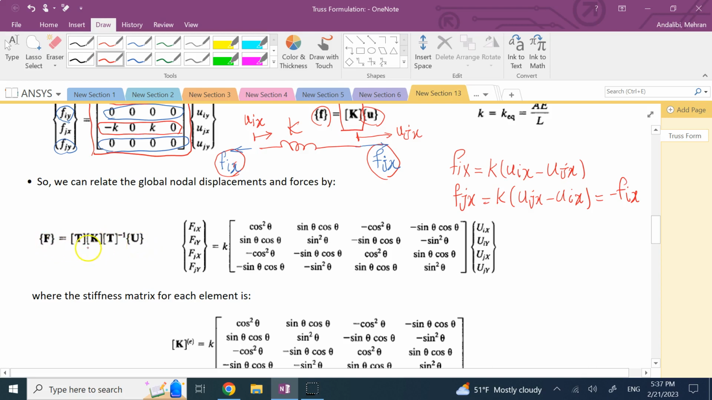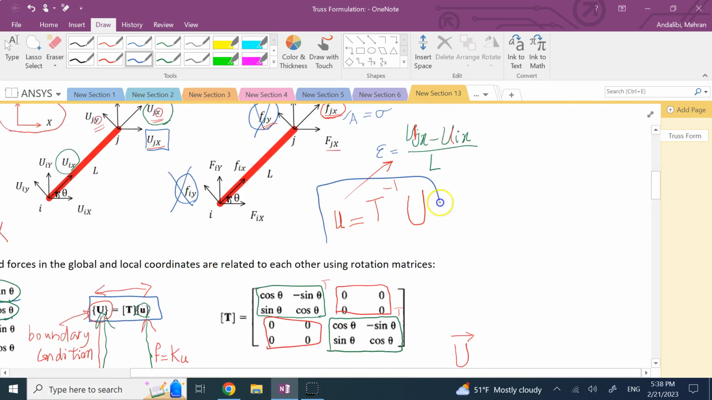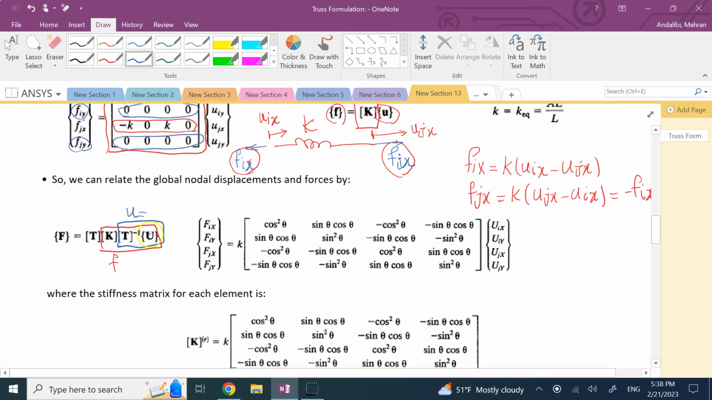Because capital F is T times what? T times small f. So this guy should be small f. Now, is it really small f? Yes. Why? Because it's k times small u, and I just showed you that the small u is what? I just wrote it for you somewhere here. That small u is T inverse times capital U. That's exactly what I have here. This is a small u, right? T inverse times capital U, times k gives you f, and then T times f gives you capital F, right? So that's what you see here.